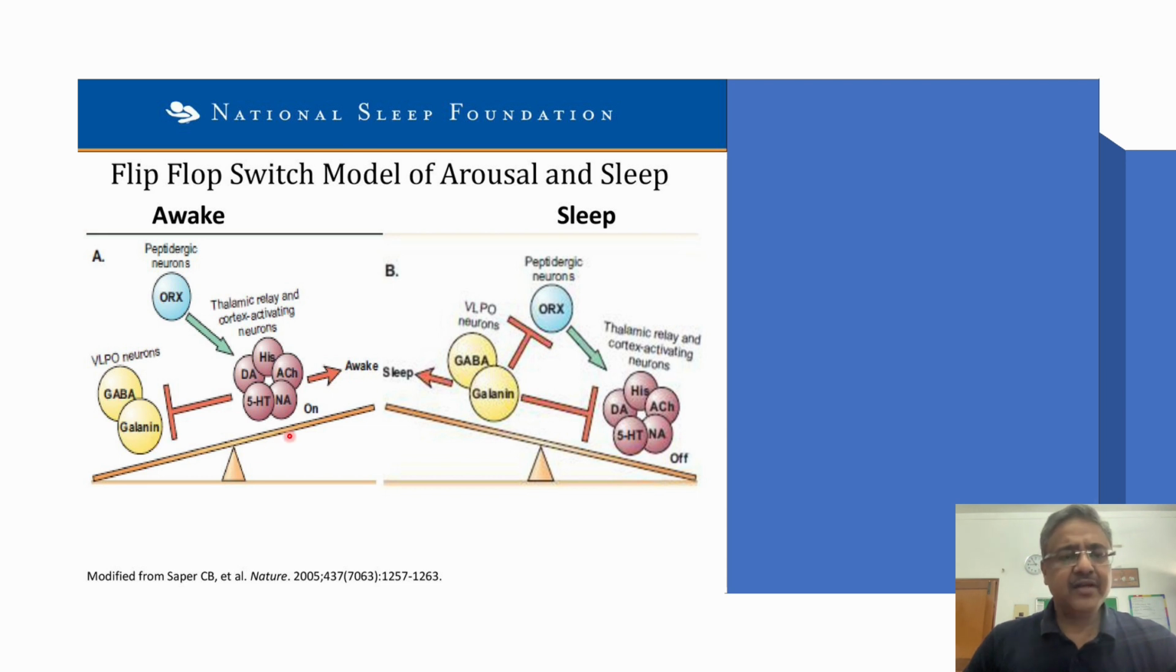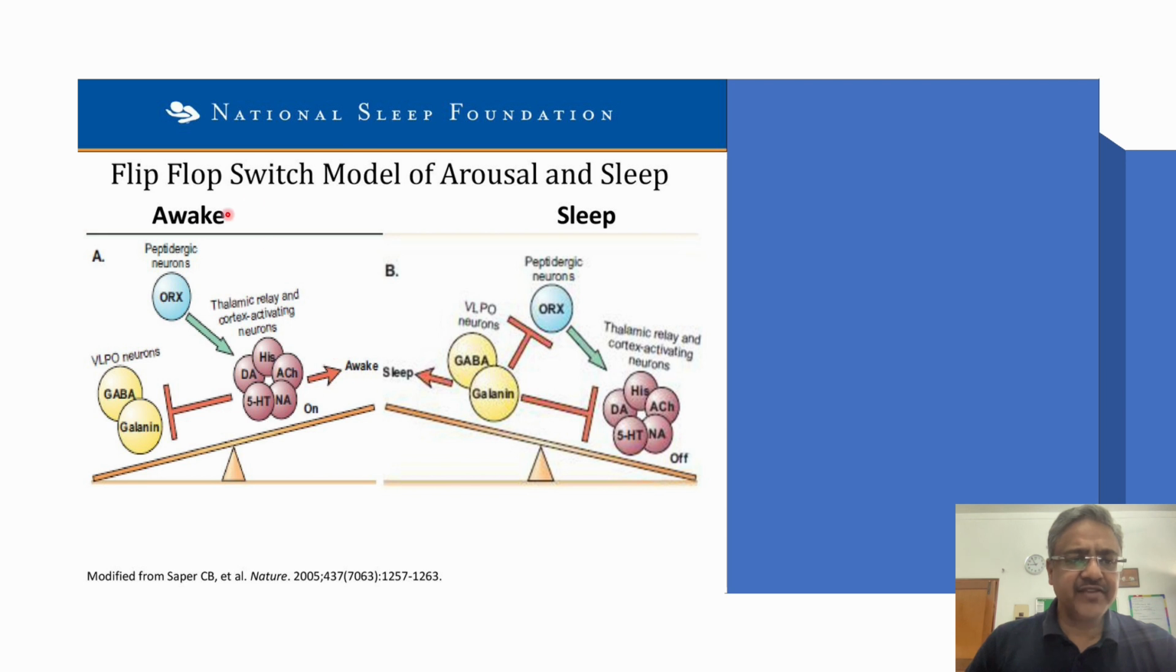And then we have the ascending reticular activating system, which is spread throughout the brainstem, and it includes cholinergic neurons, serotonergic neurons, noradrenergic neurons, and histaminergic neurons, and all these neurons try to keep us awake and alert. And then the third group, the orexin group, which is present in the lateral and posterior hypothalamus, helps to modulate the activity of both these areas.